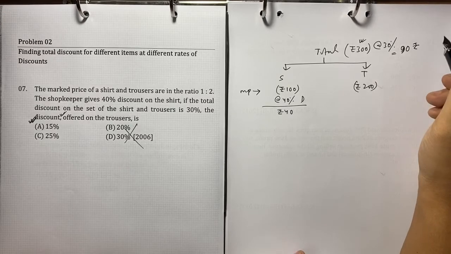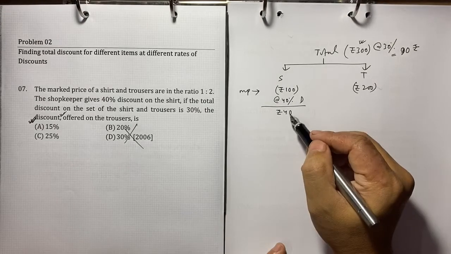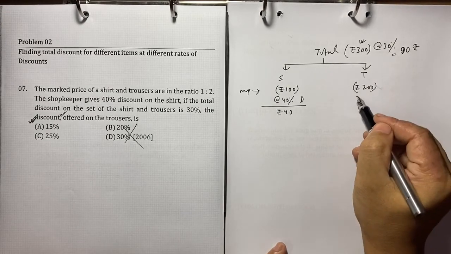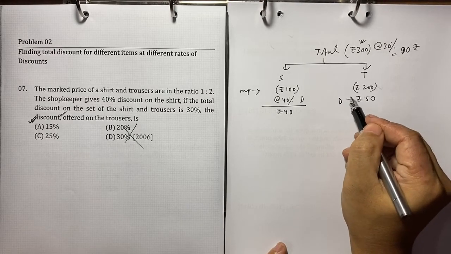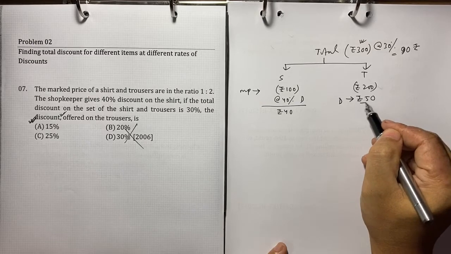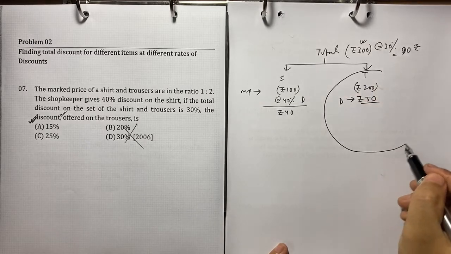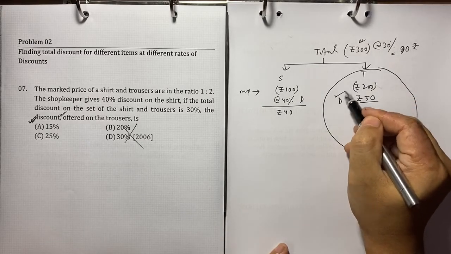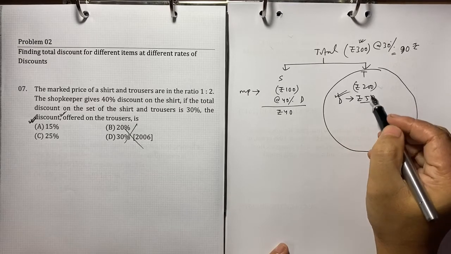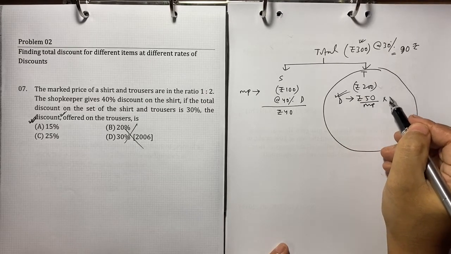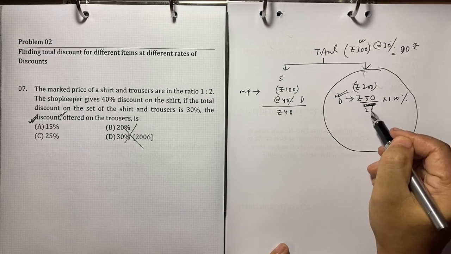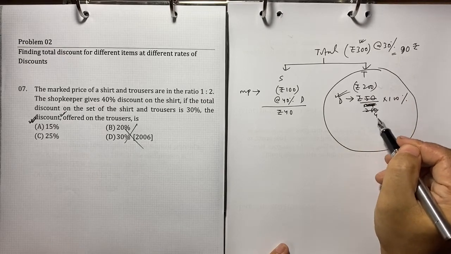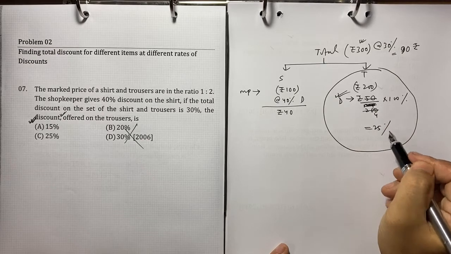It will be 90. So 40 from the shirt, 90 total, so the discount on the trouser is 50. Now divide by the mark price of the trouser to calculate the discount percentage. This trouser discount of 50 divided by mark price into 100%, the mark price of the trouser is 200, cancel, and this will be 1/4. Cancel, it will be 25%.